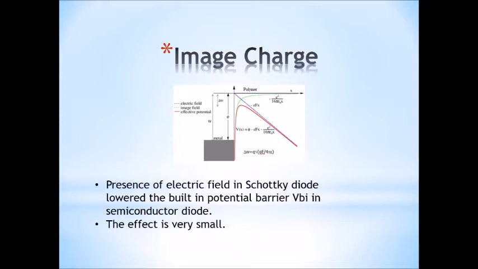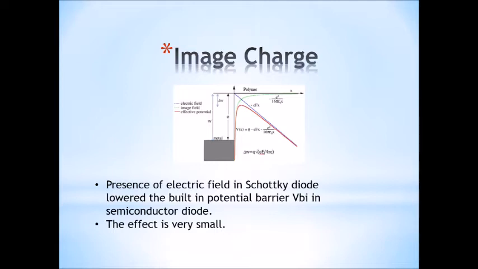Now I will tell you about the first factor, which is image charge. So what is image charge? Image charge is a condition when there is an electric field near the metal, which will cause the potential barrier inside the semiconductor diode to become lower. This can be seen from the graph, from the image included in the video.